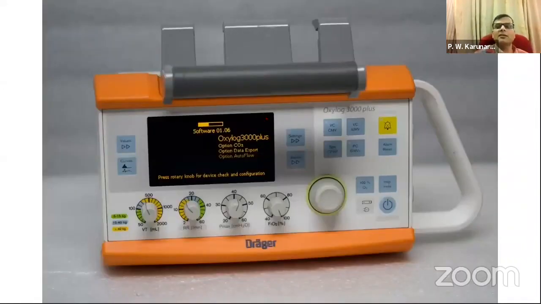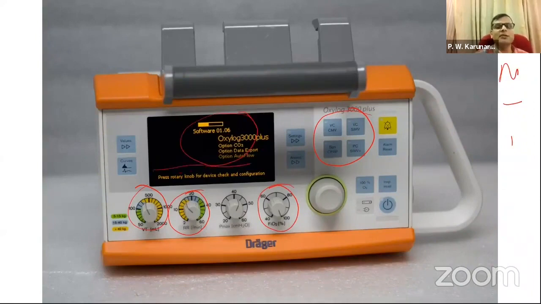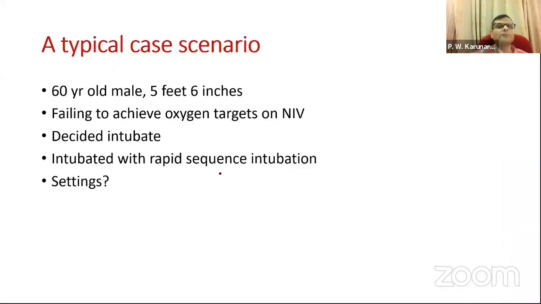So once again, this is another Draeger ventilator. ENTROPY, once again: mode, you can see the modes over here, and tidal volume over here, R, respiratory rate, oxygen over here. The baseline pressure is not mentioned here, but this is booting up. Once it finishes, you will see the PEEP and the IE ratio over here, and you can set them up. So ENTROPY. I'll just finish with the typical case scenario.